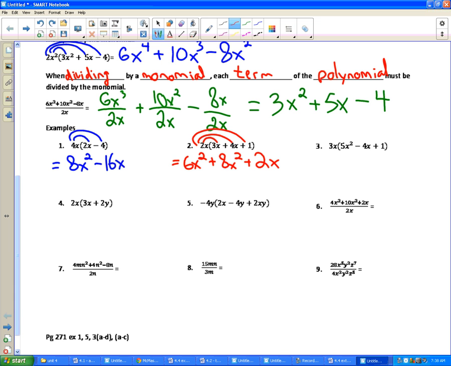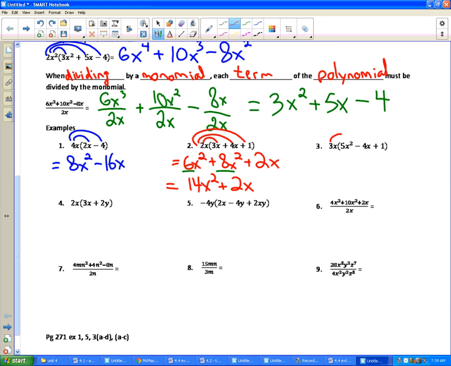Now some of you might say, hey, I'm done this question, but really we can simplify this because we have like terms. We have two terms that have the same variable, and those variables have the same exponent. So we're going to simplify this even more and say, well, if I have 6x squared plus 8x squared, I've got 14x squared plus 2x left over. And then there's that one.